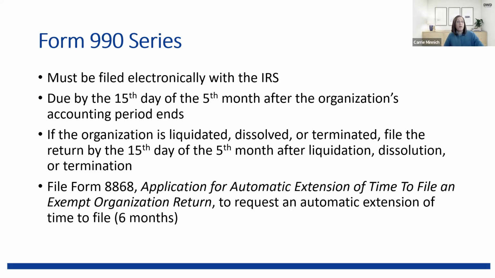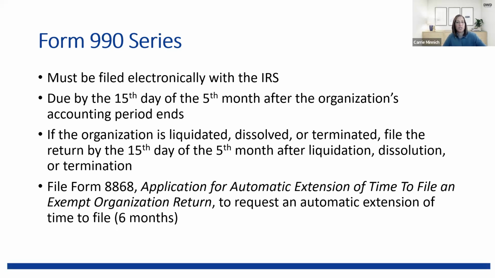Again, no matter what form you file, it has to be filed electronically with the IRS. It is due by the 15th day of the 5th month after the organization's accounting period ends. So what that means is if your year end is December 31st, it's due May 15th. If year end is June 30th, it is due November 15th. There is an extension that can be filed. So if you cannot, for some reason, get the return done by the initial due date, you can file an extension. That's an automatic 6-month extension. Just make sure that the application for extension is filed by the original due date.